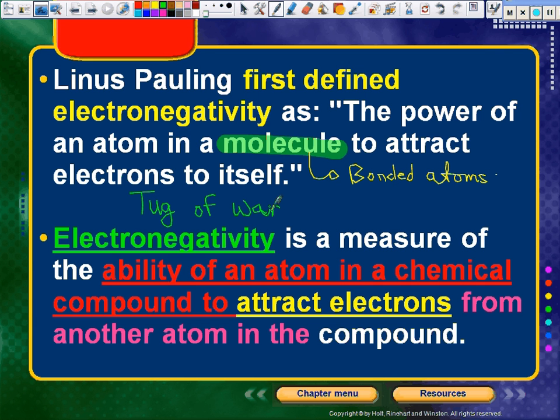So, we've got to determine when we have atoms bonded together, who is going to win that tug of war. And so here's the new definition of electronegativity. Electronegativity is the measure of the ability. What does an ability mean? Able to do something. So which one has the ability of an atom in a chemical compound, what's another way to say chemical compound? A bond, to attract electrons from another atom.